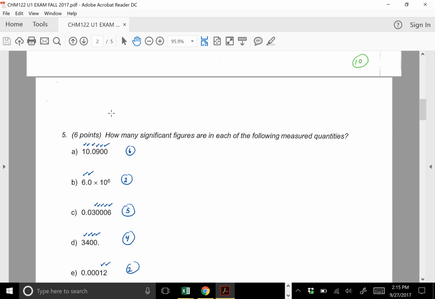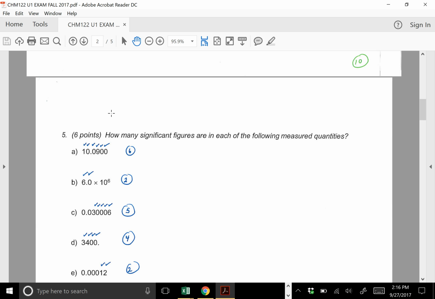For B, mm means millimeters. There are exactly 1,000 millimeters in 1 meter. For C, what is the correct abbreviation for milliliters? Now, a lot of people put mm, that's millimeters. I was after milliliters, so it's m, lowercase m, capital L.